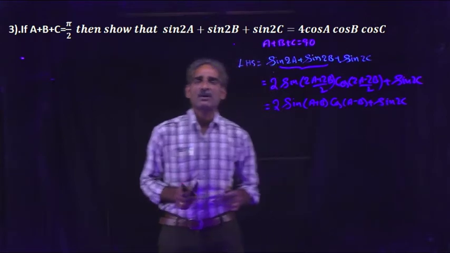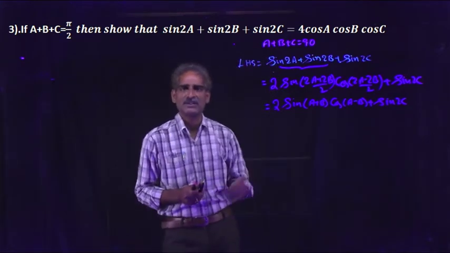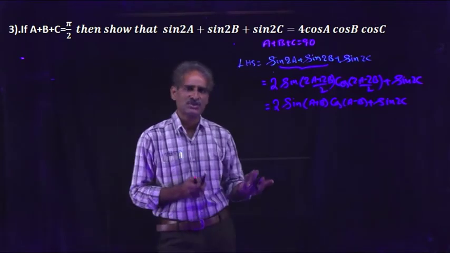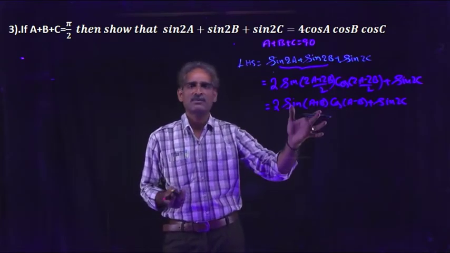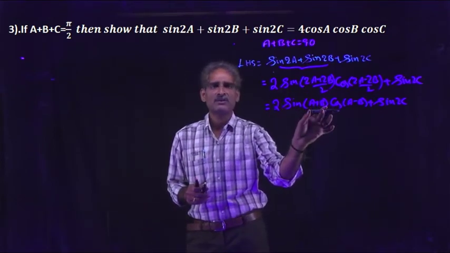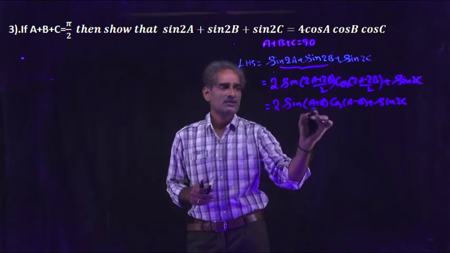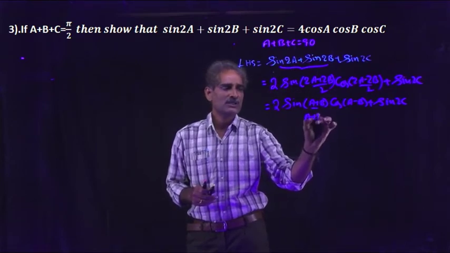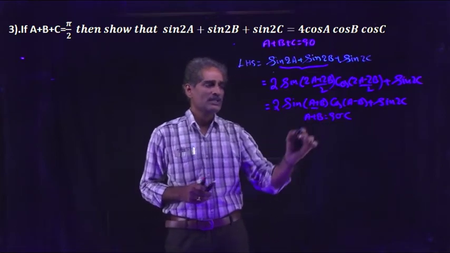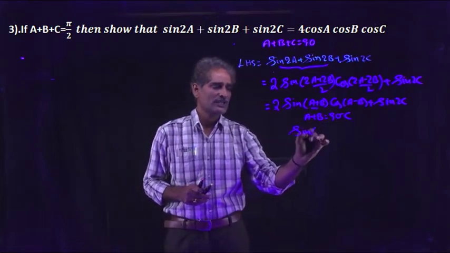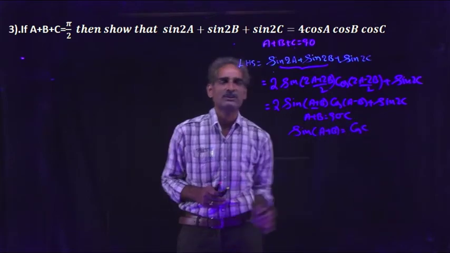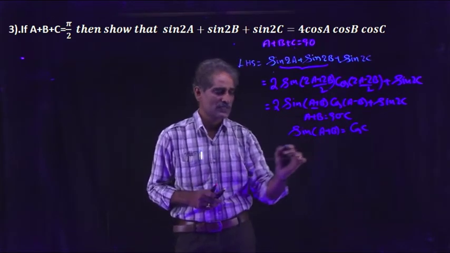Just observe the answer option on the right hand side: 4 cos a cos b cos c. The angles are single a, b, c. Here compound forms are there. Same procedure: try to change this into single form with the help of this condition. From this, a plus b is equal to 90 minus c. Now find sin of (a plus b). Apply sine on both sides: sin(a plus b) is equal to sin(90 minus c), which equals cos c. Simply replace sin(a plus b) by cos c.